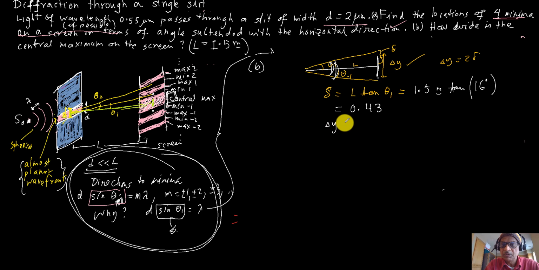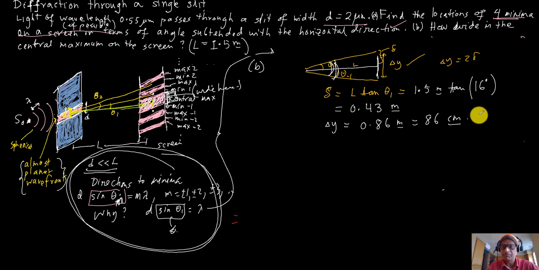So delta y will be 43 centimeters, so 0.86 meter, which is 86 centimeter. Now this is quite wide, so this thing here is very wide. Okay, it just becomes this wide because of the d we had, and L we had, and lambda we have. Okay. Now, so this solves the problem.